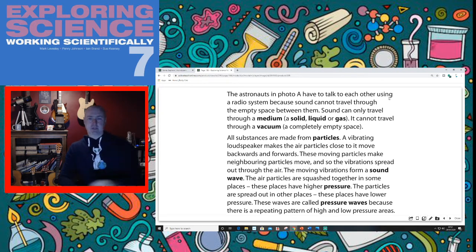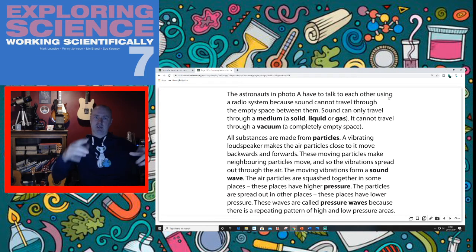This is a key difference between light and sound. Light is actually a transverse wave, which I mentioned before. And light is capable of traveling through space, which is why it can travel from the sun to the earth, but sound can't.